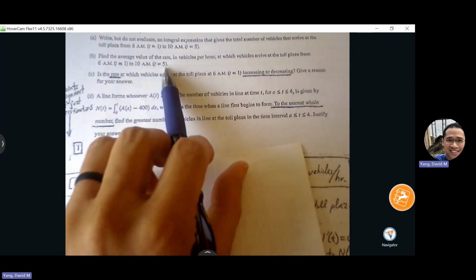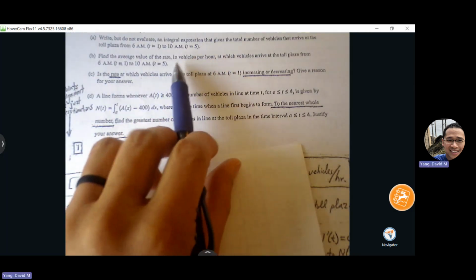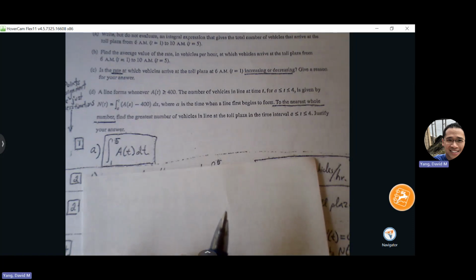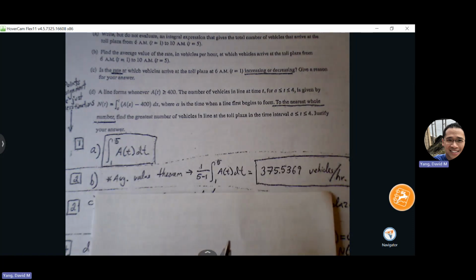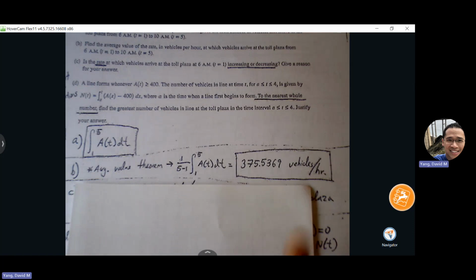Part B, find the average value of the rate. So average value theorem, right? So again, easy calculator setup. If we know what the formula is, we just have to put it into our calculator. Average value theorem, 1 over b minus a. My a is 1, my b is 5. So 1 over 5 minus 1, integral from 1 to 5, integral of A of t.